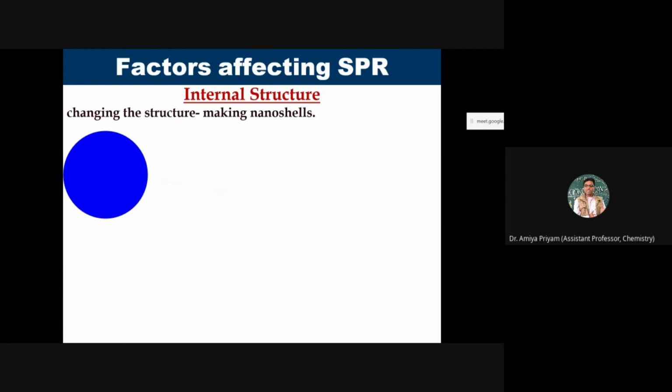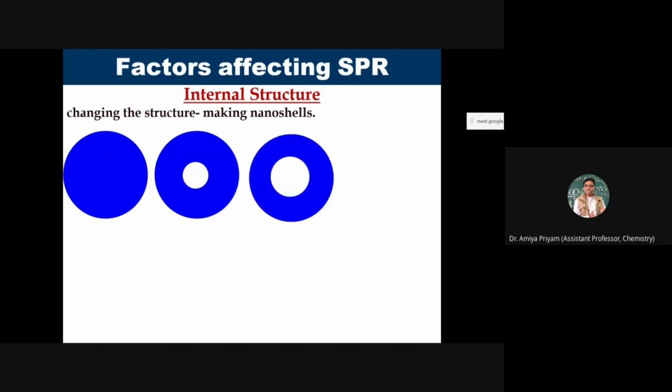So the first one is the spherical nanoparticle, say a gold nanoparticle. Then if we make this hollow from inside, okay, then this is the void space that we call the void space. The void space becomes bigger gradually, and what you find is that it becomes bigger.